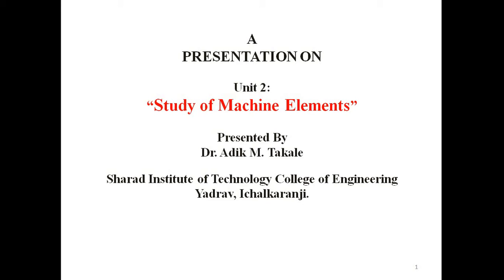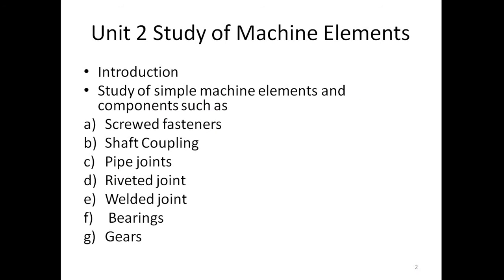Unit number 2, that is study of machine elements under the subject machine drawing and CAD. Again, the contents are introduction, study of simple machine elements and components which we have already studied, like screw fastener, shaft coupling, pipe coupling, that is pipe joints, rivet joint, welded joint, bearings and gear. In this lecture we are going to study pipe joints and riveted joints.